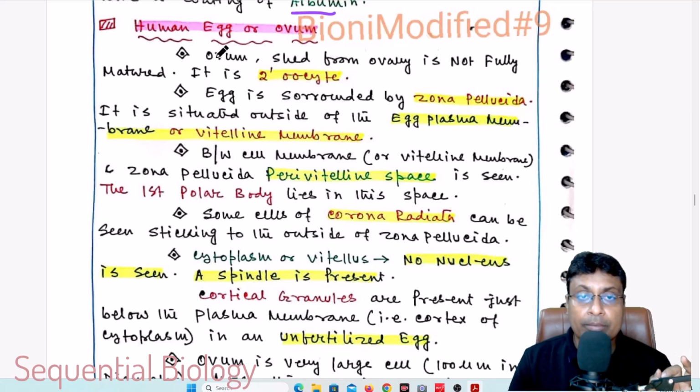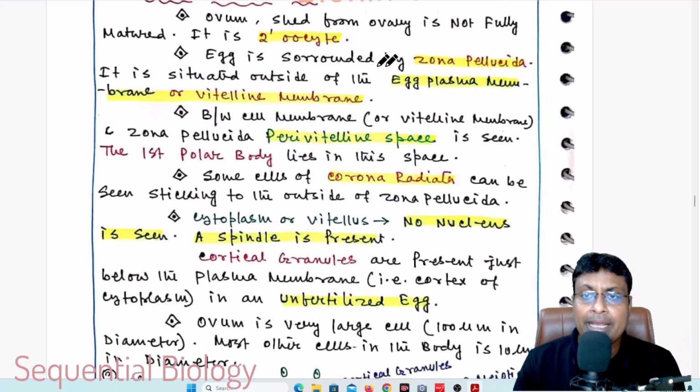The human ovum is released from the ovary on the 14th day of our menstrual cycle, and this ovum is in the form of a secondary oocyte, and later it will be transformed into an oocyte and then a matured ovum just after fertilization. The human egg is surrounded by the zona pellucida, which is situated outside of the egg plasma membrane or vitelline membrane. The vitelline membrane and the egg plasma membrane are two names of the same membrane, right?